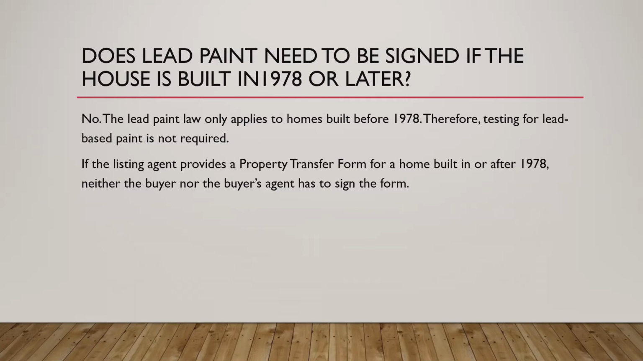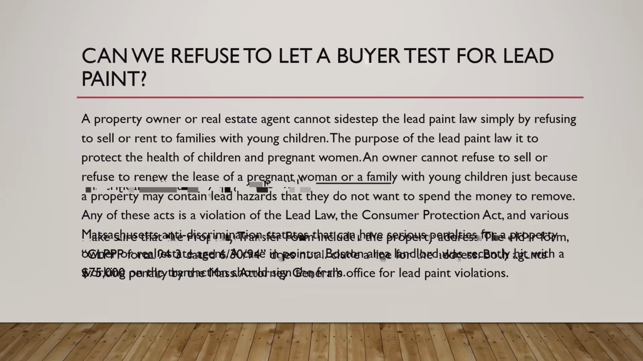Does lead paint need to be signed if the house is built in 1978 or later? No. The lead paint law only applies to homes built before 1978. Therefore, testing for lead-based paint is not required. If the listing agent provides a property transfer form for a home built on or after 1978, neither the buyer nor the buyer's agent has to sign the form.